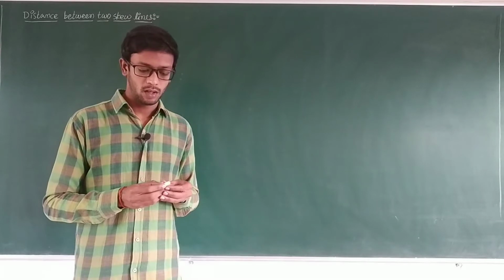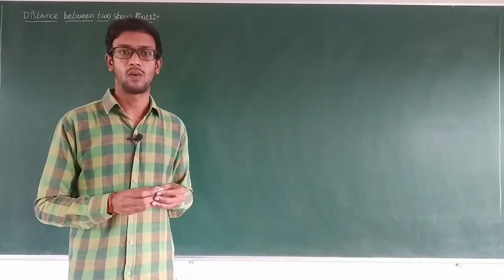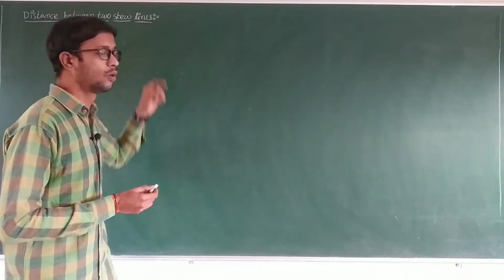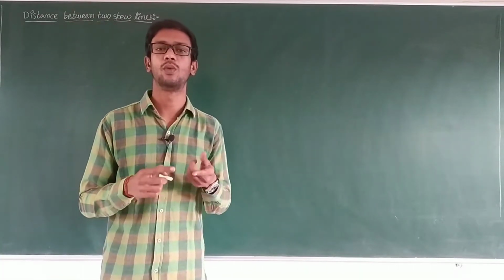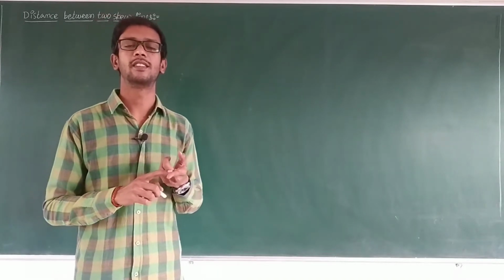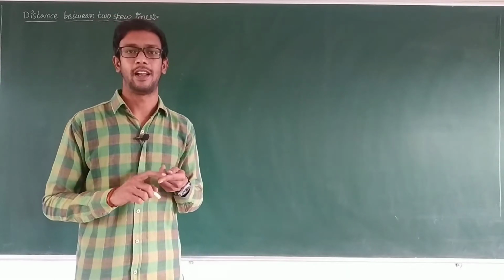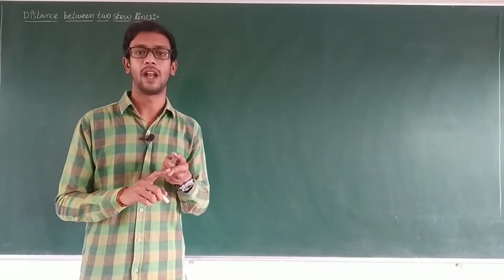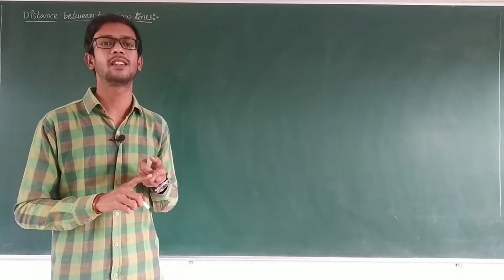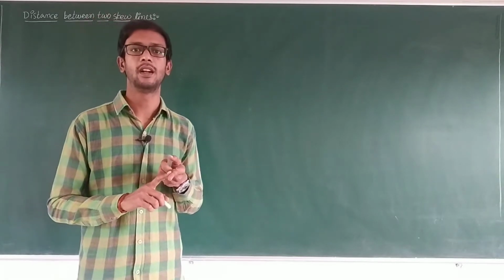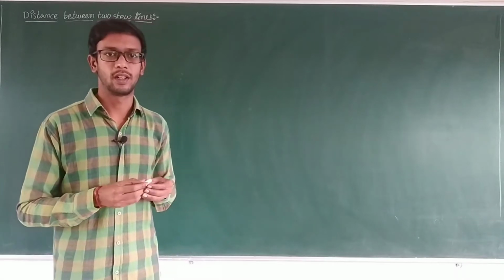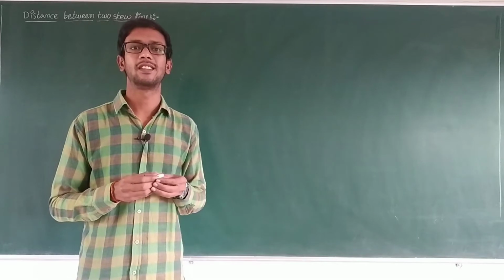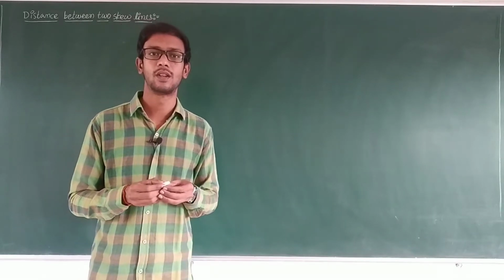So now two concepts are there. We have two types of cases: the distance between two skew lines, and another one is the distance between two parallel lines. Two skew lines and two parallel lines, we have to find the distance here. Before starting this theorem, first we will discuss the skew lines. What are the skew lines?